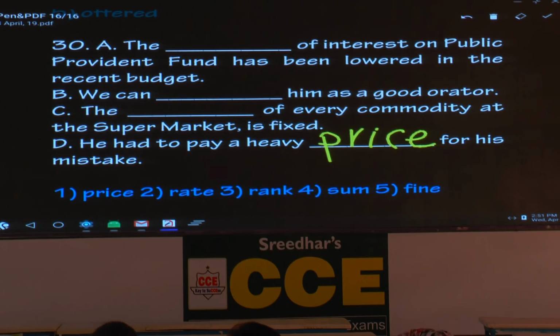Will you say the fine of interest? No. We can fine him as a good orator? No. The fine of every commodity? No. So what is the answer here?